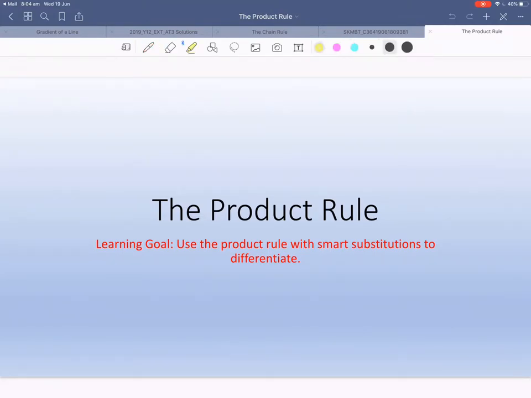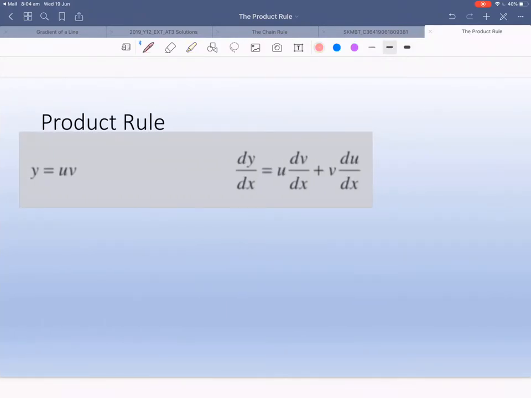So the product rule, learning goals: use the product rule with the smart substitutions to differentiate. Alright, let's get into it. If we look at our formula sheet, this is the product rule. So what's in between the u and the v? There's a times. So it means that there are two things being multiplied together. And this is our rule in the formula sheet.